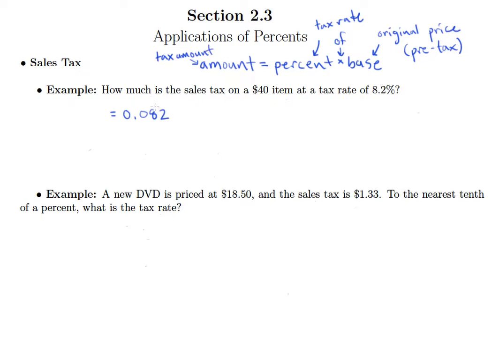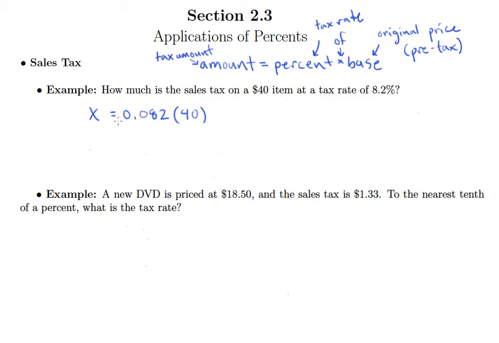So in this case, what are they asking us to figure out? How much is the sales tax, or how much is the tax amount? So we don't know the amount, x. We do know the base, which is 40. So we're just working right off this equation.